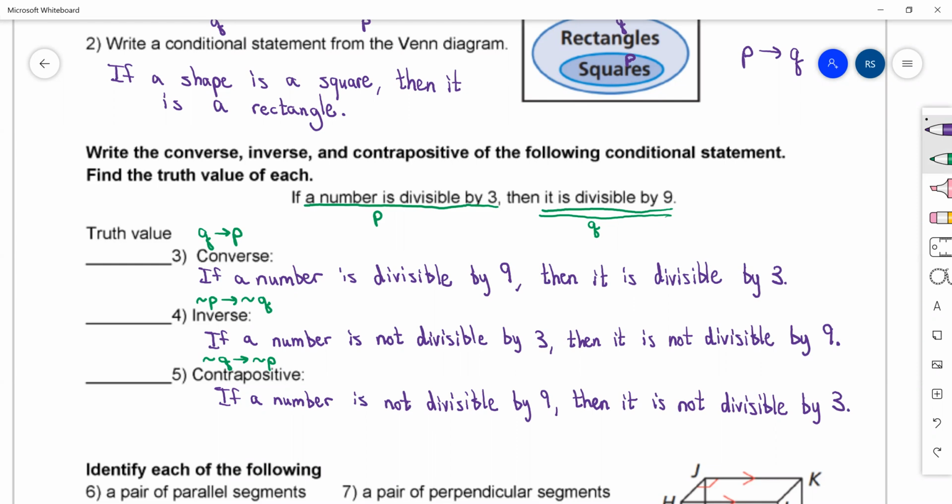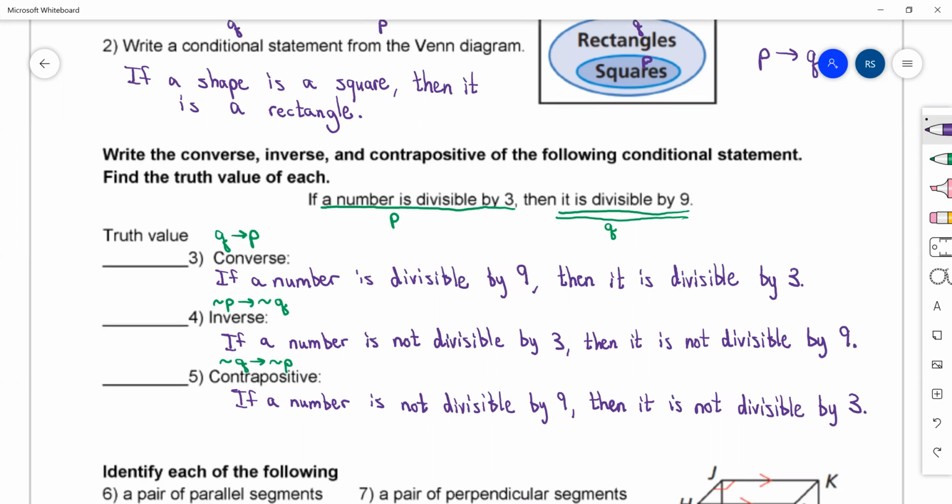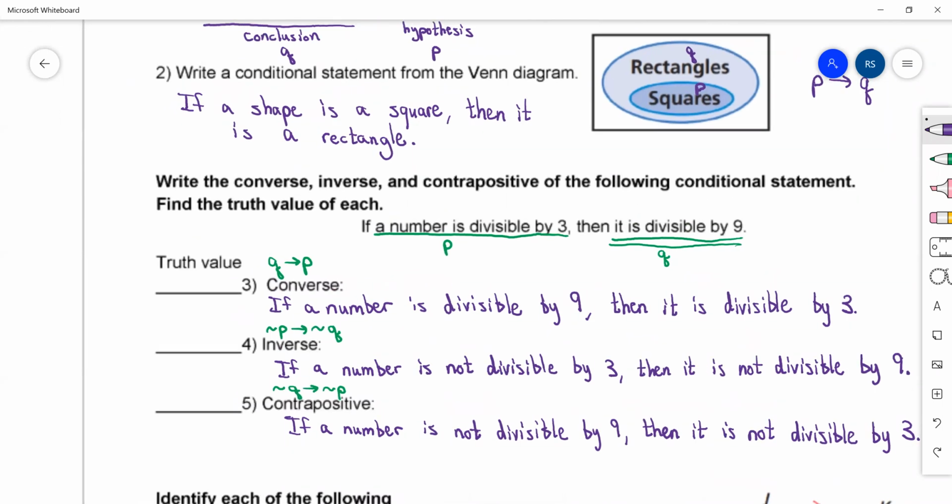Okay, now we've got to go through and say the truth value of each of these. So let's look at the first one. If a number is divisible by 9, then it's divisible by 3. Well, what's 9 equal to? 9 equals 3 times 3. So if you can divide it by 9, then of course you can divide it by 3 because you can divide 9 by 3. So this would be true.